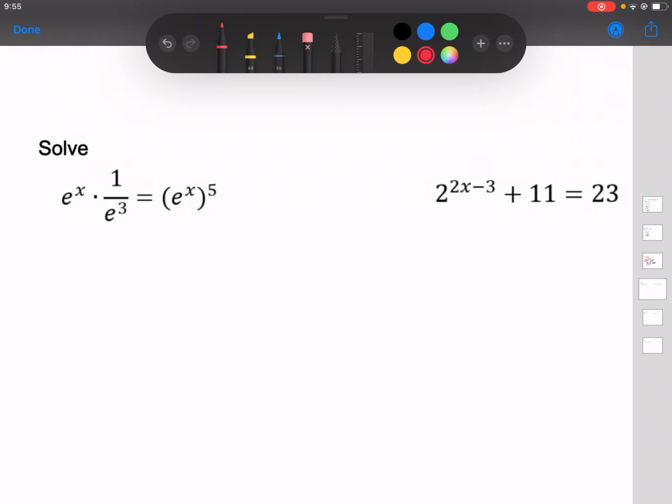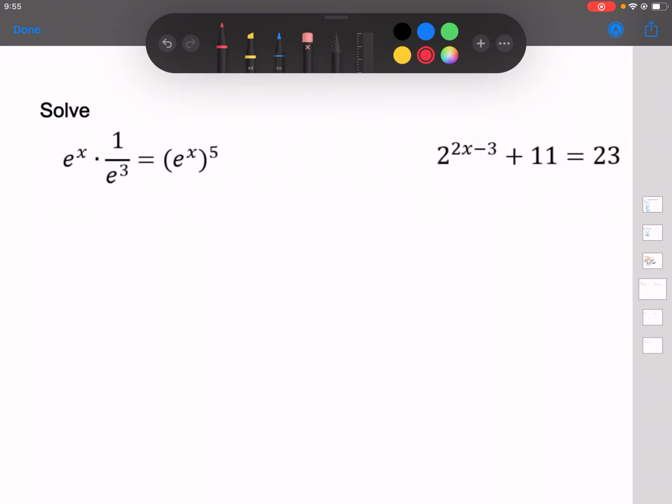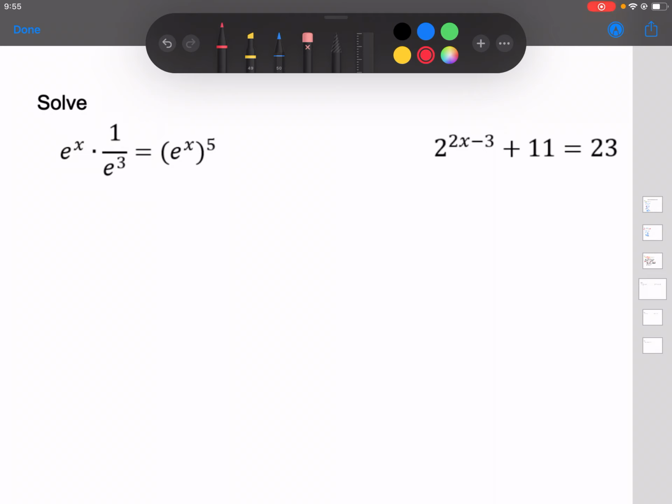Let's do some more review. Here's some examples of, well, this first example is one where there are all base e's. And before I can use even a log or anything else like that, I do need to get it down to just one base per side. So you have to use exponential rules.